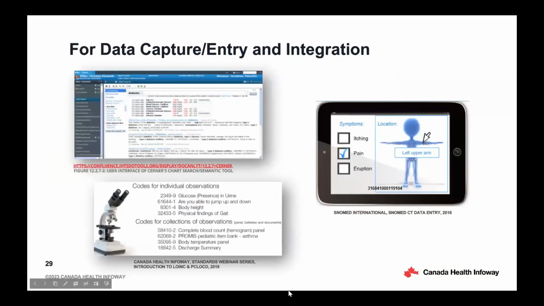Well, standards are used in part for data capture or entry and integration. Health standards used in Canada provide the clinical terminology and system communication that enable the thousands of healthcare providers across the country to communicate and share health information in a consistent, unambiguous, safe, and reliable manner. Next slide.